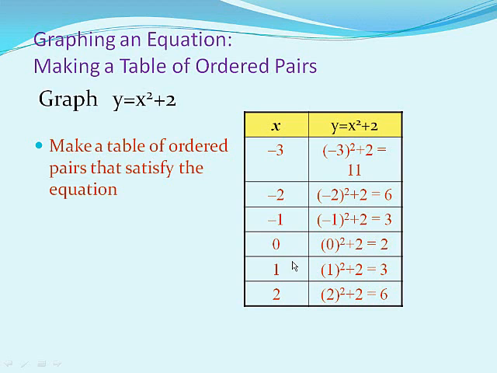Here is an example. Graph y equals x squared plus 2. Make a table of ordered pairs that satisfy the equation. Here we have calculated a set of ordered pairs. If x equals 3, I can calculate the y value as 3 squared plus 2, which is equal to 11.